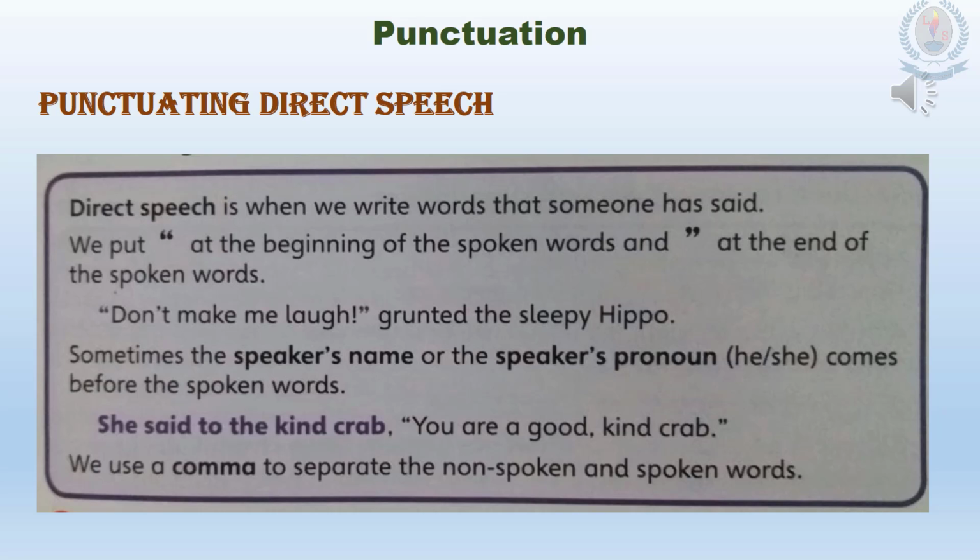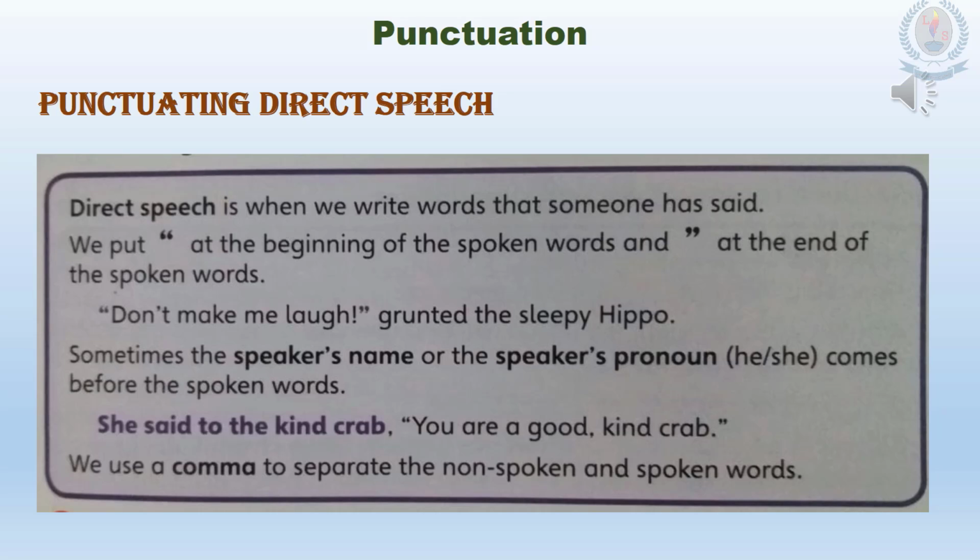Sometimes, children, the speaker's name or the speaker's pronoun, he or she, comes before the spoken words. Now look at this example. She said to the kind crab, "You are a good kind crab." So here, "She said to the kind crab" is the speaker's pronoun, and the spoken words are "You are a good kind crab."